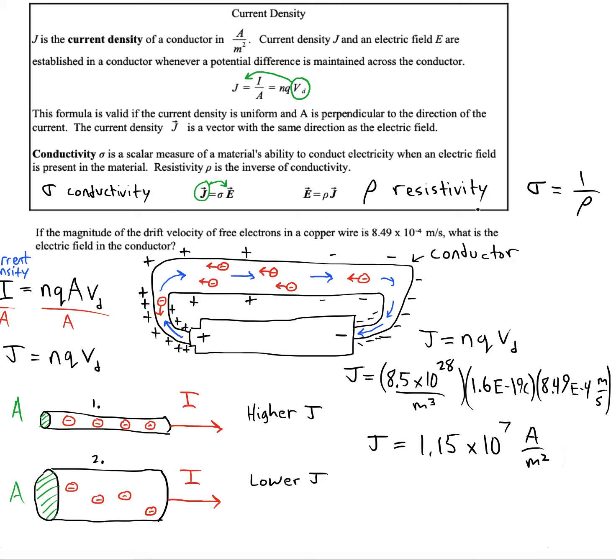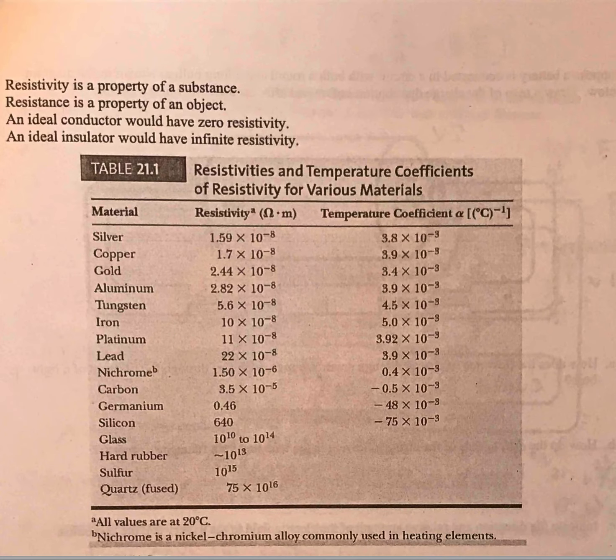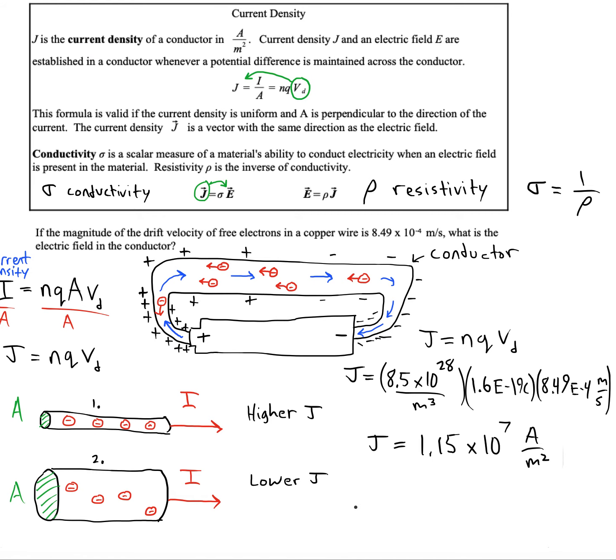So let's look up the resistivity of copper. According to this table, copper's resistivity is 1.7 times 10 to the minus 8. We can compare that to other materials such as gold and aluminum. It looks like gold and aluminum have higher resistivities. So that means that copper is actually a better conductor than them. Now that we know the resistivity of copper, we can go on to solve the problem.